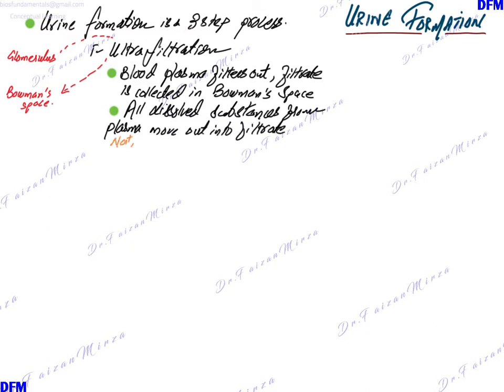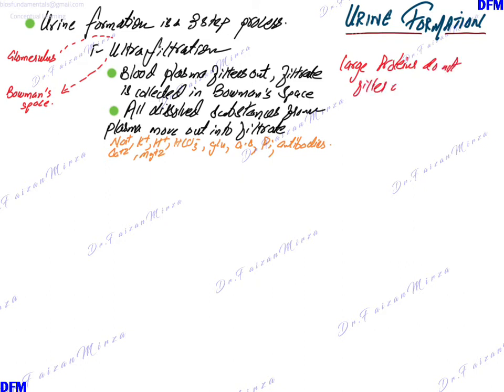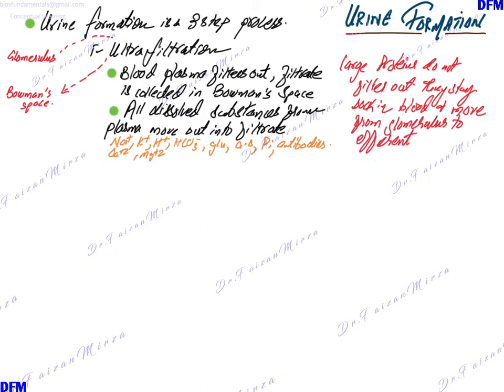This includes all the essential elements and ions and nutrients and vitamins and waste products, each and everything which is dissolved in plasma will be traveling into the Bowman's space, except for the large proteins which do not filter out, and the red blood cells. They stay back within the blood vessel and they go to the efferent arteriole. The major metabolic waste, which means urea and uric acid, you were supposed to just send these out. But apart from these, a lot of essential compounds also left blood and went into the filtrate.